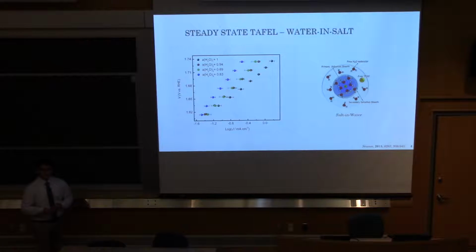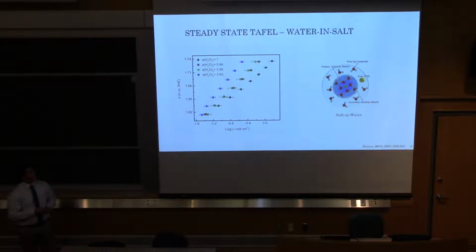This graph shows you 4 different water activities, plotted against current density, which is how many electrons flow throughout the system, and therefore how much oxygen is being produced, versus potential. We hold a constant potential and measure the current density. You can see at lower potentials, all of the water activities have about the same current density, which indicates that water isn't playing a very large role within the mechanism.